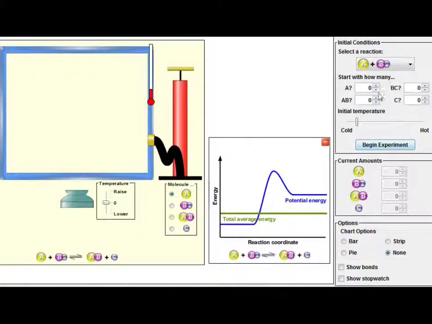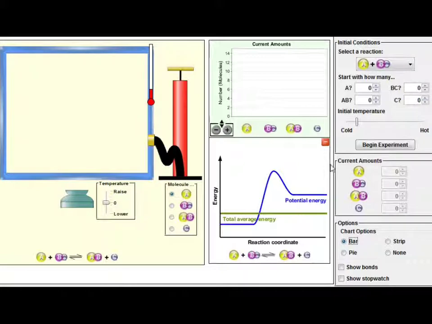And then over here on the right, it's just counting stuff. So how many of the reactants do we have? How many of the products do we have? And I'll put a little bar chart up here too so we can see stuff change over time. So what I'm going to do is take a look at how quickly I can get things to react with one another, right? So first I'm just going to pump in 1 A and 1 BC.